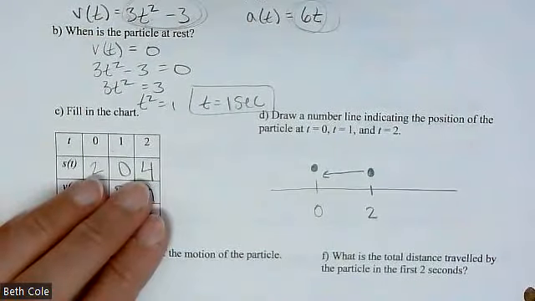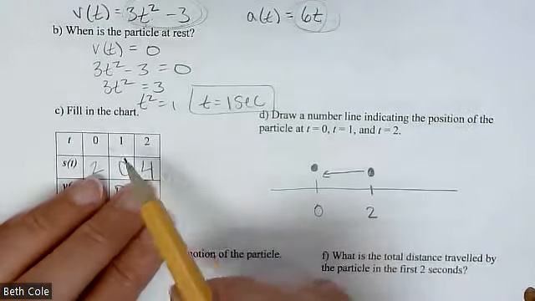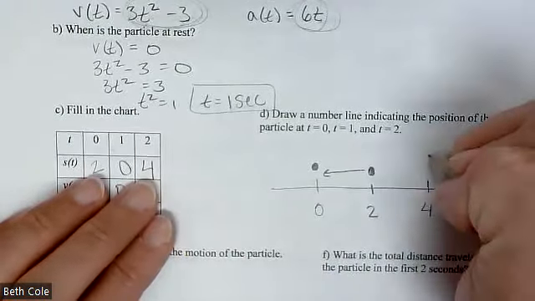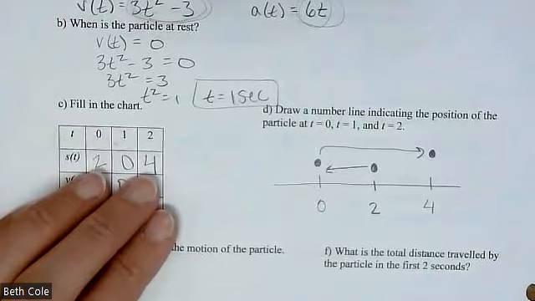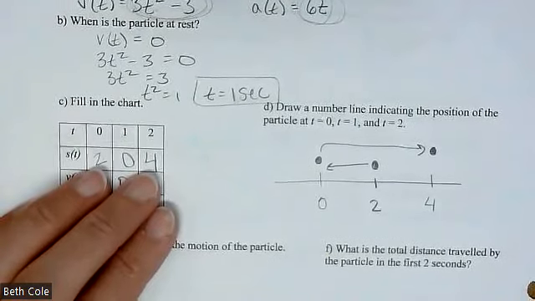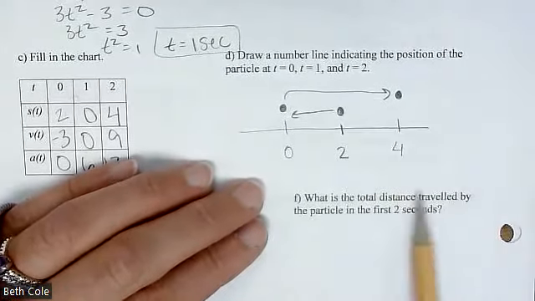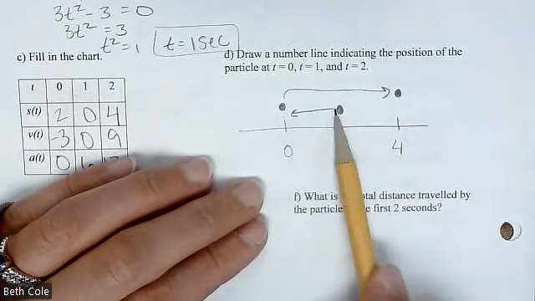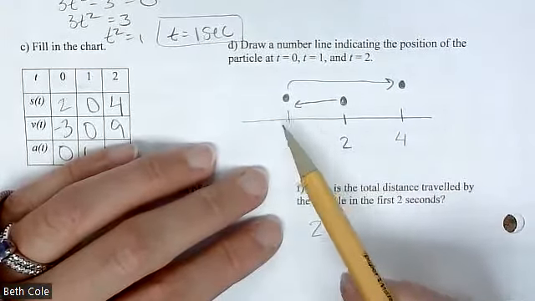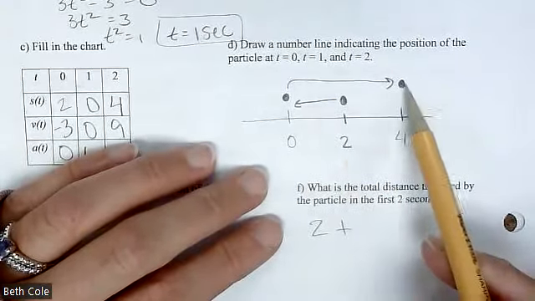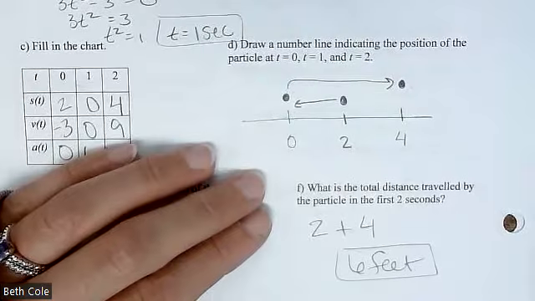This is just to give you a visual of what's going on, because the last part here is how far did it go? So you got to be able to add up the motion. All right, and then where does it end up? 4. That's just a visual. That's to help you see and understand what's going on as it's moving left and right. So actually, let me jump down to F, because that's the whole point of doing this. What's the total distance that it went? Well, it goes from 2 to 0. That's a distance of 2. Plus, then it goes from 0 to 4, which is 4, so 6 feet. You're just adding up the motion.